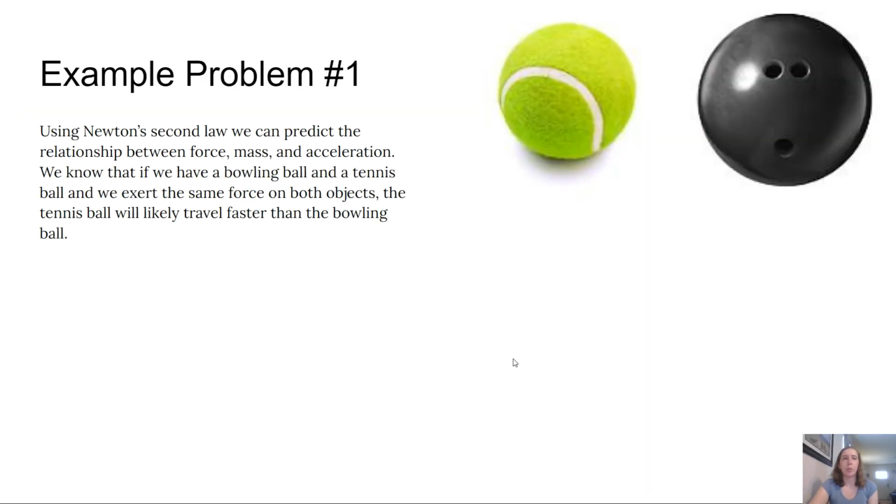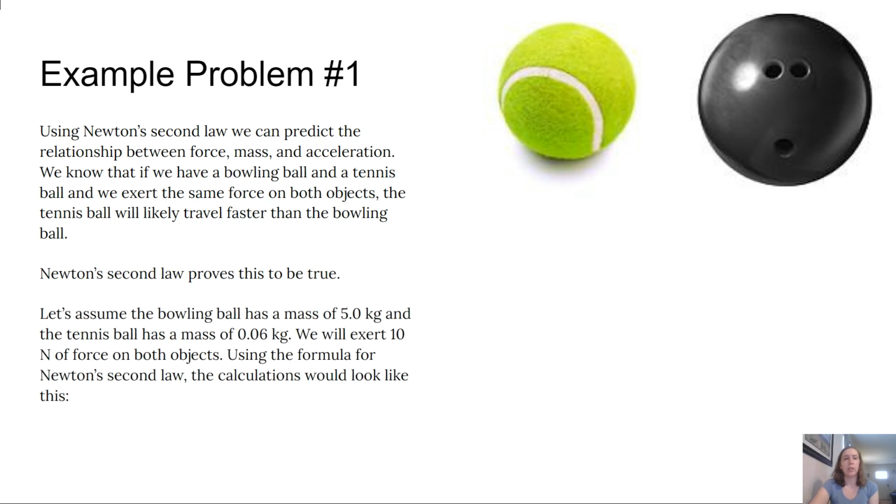All right, example problem number 1. Using Newton's second law, we can predict the relationship between force, mass, and acceleration. We know that if we have a bowling ball and a tennis ball and we exert the same force on both objects, the tennis ball will likely travel faster than the bowling ball. Newton's second law proves this to be true. Let's assume the bowling ball has a mass of 5 kilograms and the tennis ball has a mass of 0.06 kilograms. We will exert 10 newtons of force on both objects.